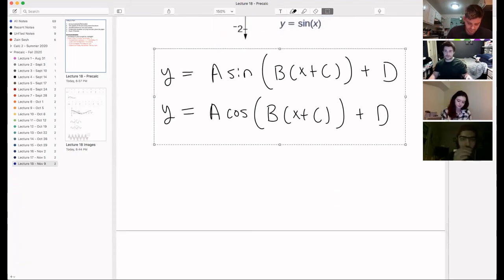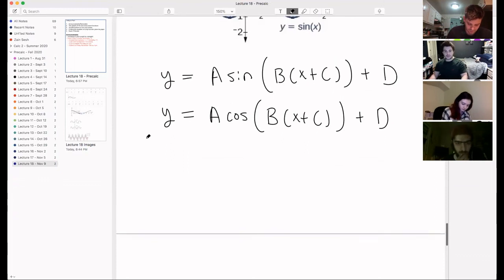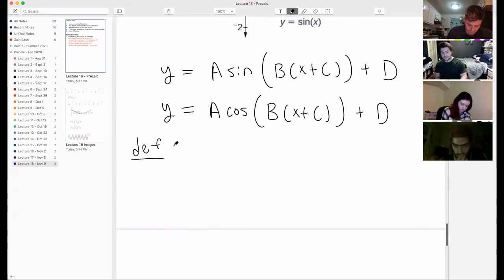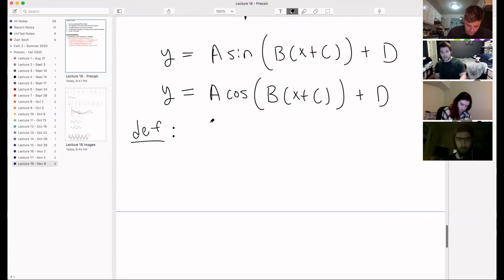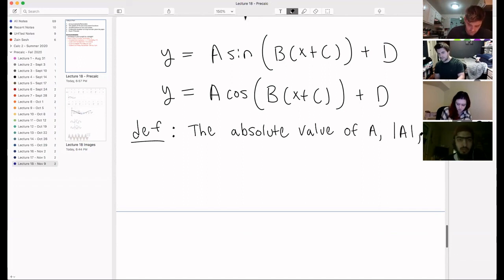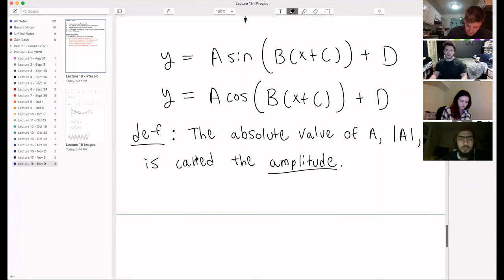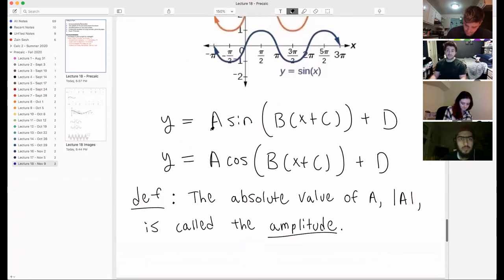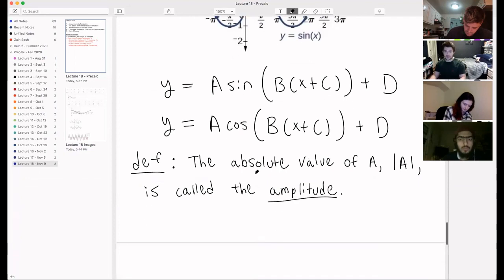Let's see what's going on here. This is really just like a definition. The absolute value of A is called the amplitude. It's just the absolute value of the vertical stretch. That's called the amplitude.